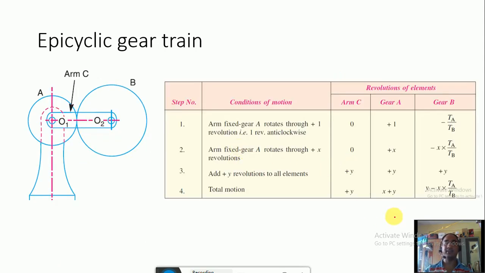Now the next one is the epicyclic gear train. Very important. Already we discussed the definition. In an epicyclic gear train, the gears are rotating about their axes, but in addition to that, one of the shafts in the system rotates about the frame of reference or any other axis. For example, say this is your gear which is pivoted on this particular axis. Gear A is rotating about this axis, and gear B is also rotating about this axis.